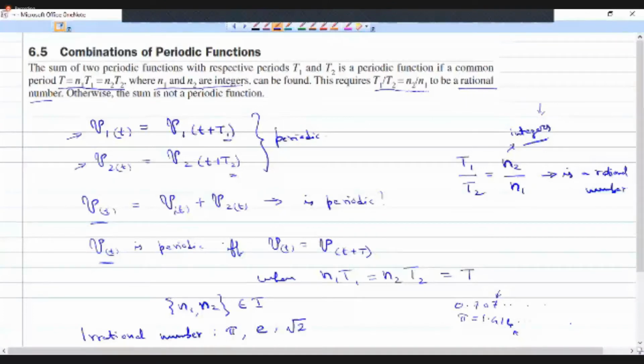But is root 9 an irrational number? It is not an irrational number, because we know that root 9 is equal to 3, which is an integer. So this is not an example of an irrational number. It is a rational number. Another question is whether 1.5 is an irrational number. Is 1.5 an irrational number?